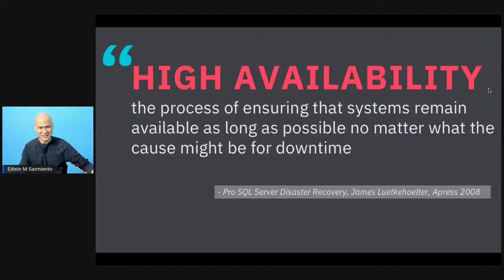I don't want to butcher his last name. His book from way back in 2008, Pro SQL Server Disaster Recovery. And high availability is the process of ensuring, making sure that systems remain available. I want you to keep track of that phrase. Remain available as long as possible, no matter what the cause. Okay? No matter what the cause might be for downtime. And I'm highlighting a phrase here, remain available as long as possible. Park that phrase aside because we're going to come back to it later.